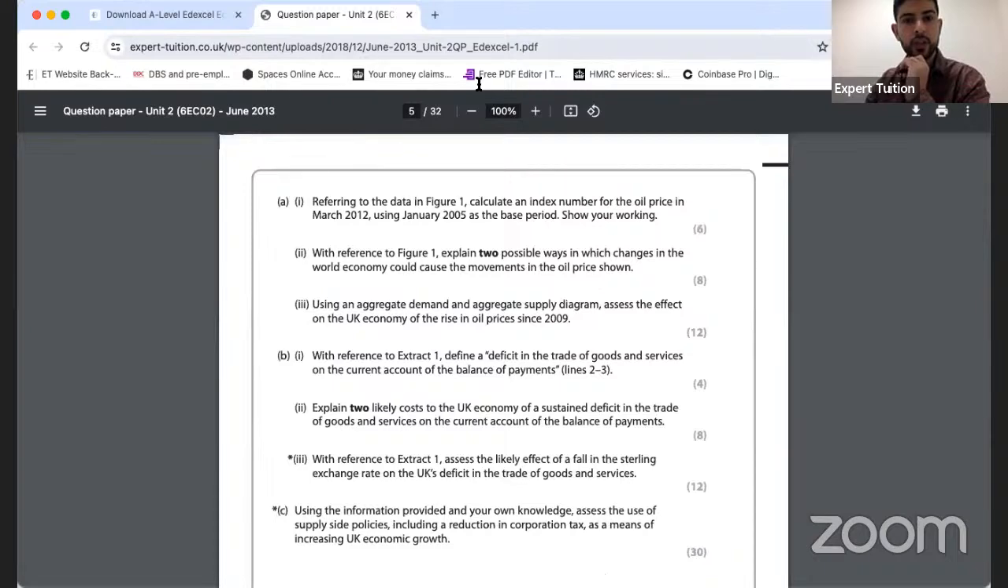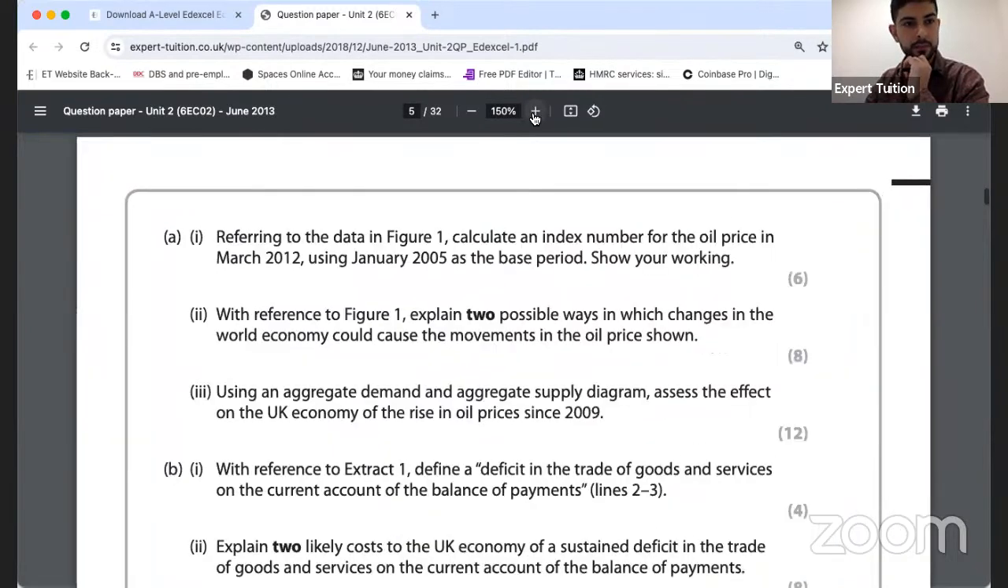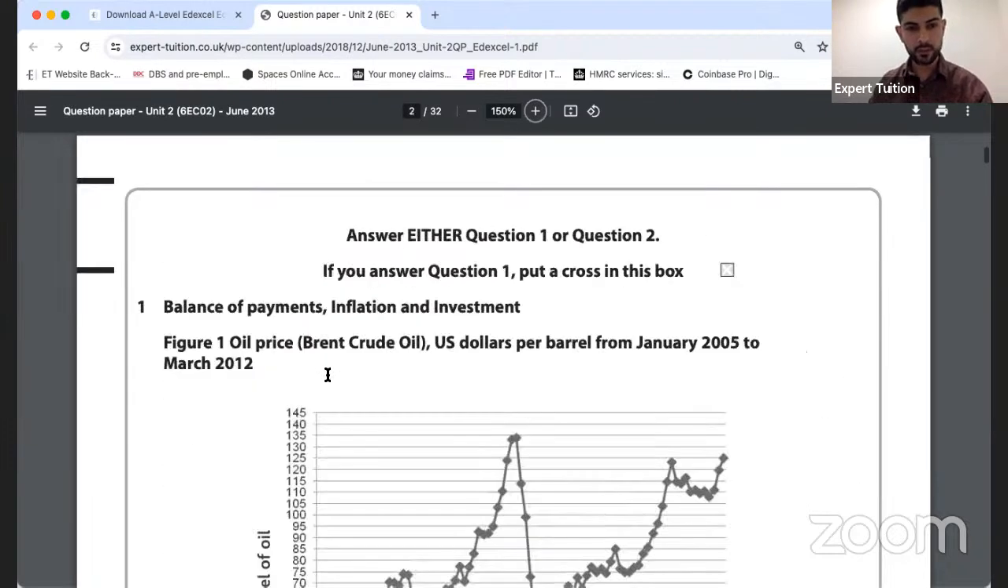Here's the data, and the question that we're going to deal with is the following. It says, referring to the data in Figure 1, calculate an index number for the oil price in March 2012 using January 2005 as the base period. Okay, right. So I'm going to note down a couple of important things from the data together. We're looking at oil prices. We want to know what the index number is in March 2012, using January 2005 as our base year. If I look at Figure 1, then this is what we have.